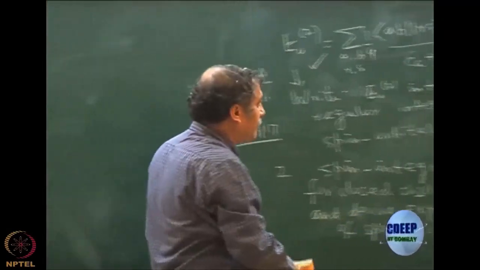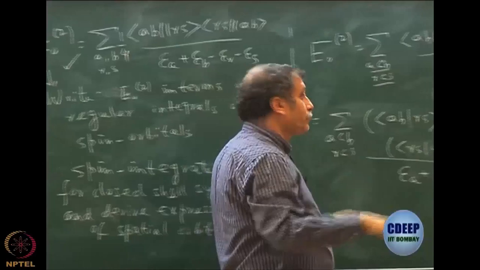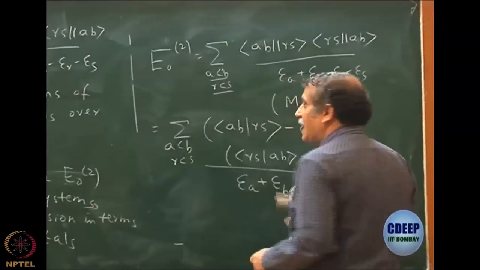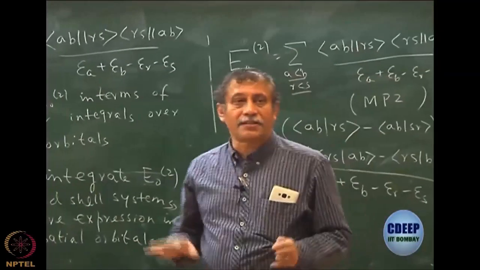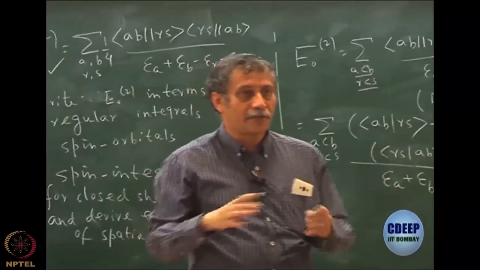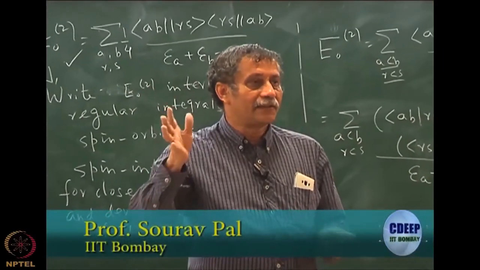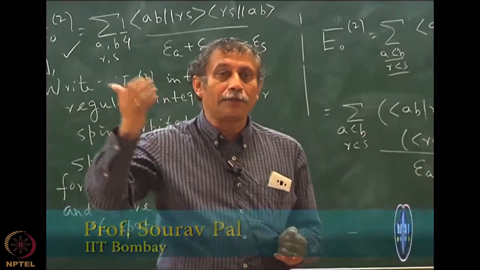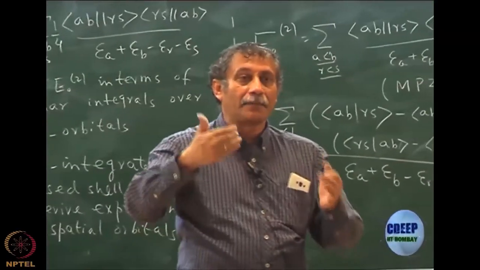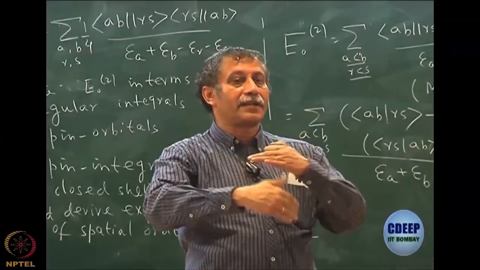So we'll complete today's class with this, but I will come back later. As a theme, I'm going to discuss the importance of pair correlation. First, the physics of pair correlation, before I go to CI, the next topic. Because in CI also, you will see exactly the same thing, that doubly excited configurations are playing an important role.